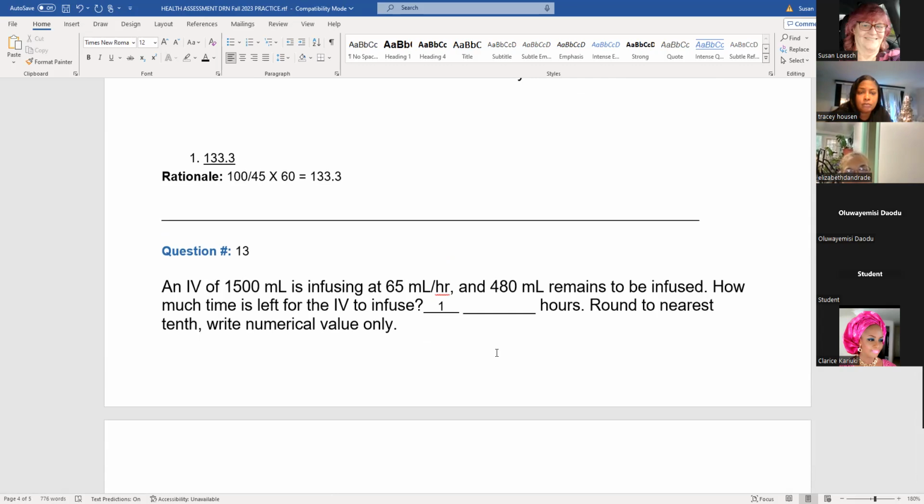So on this one, Ms. Loesch, 1,500. Can you give us a few minutes to try this before you solve it for us? Sure, thank you. And number 12, were we supposed to have rounded that off, right?